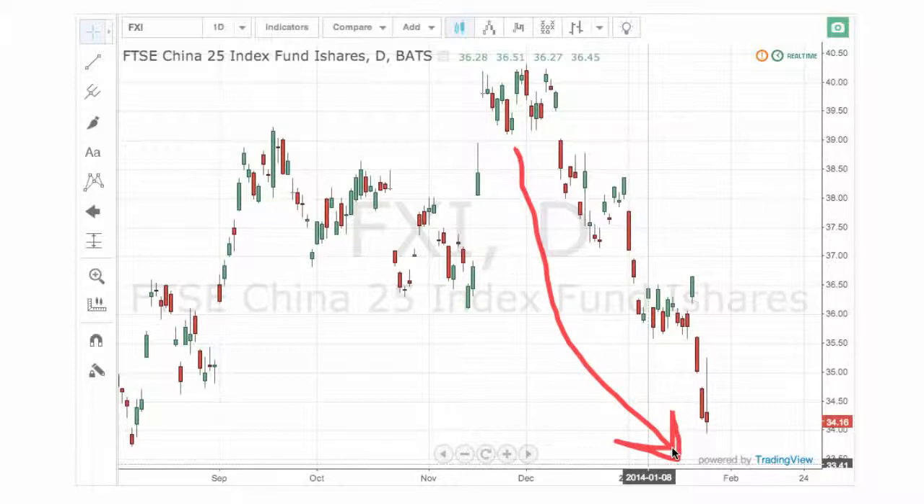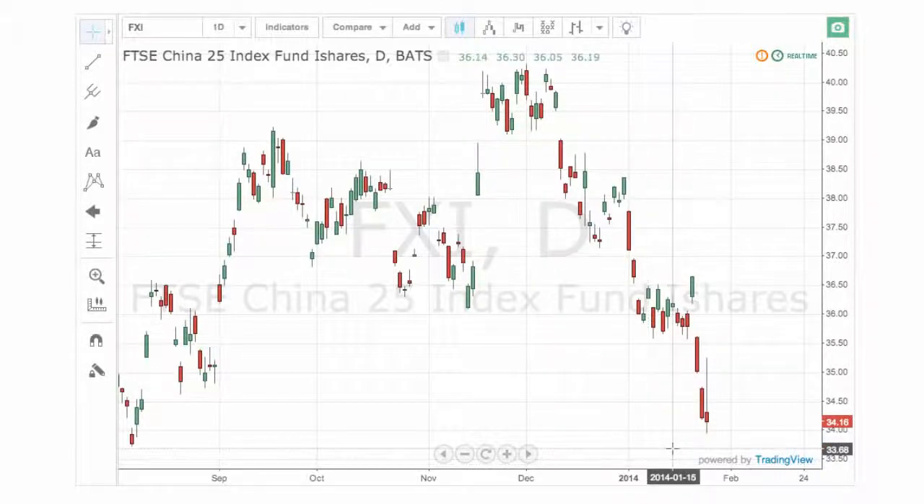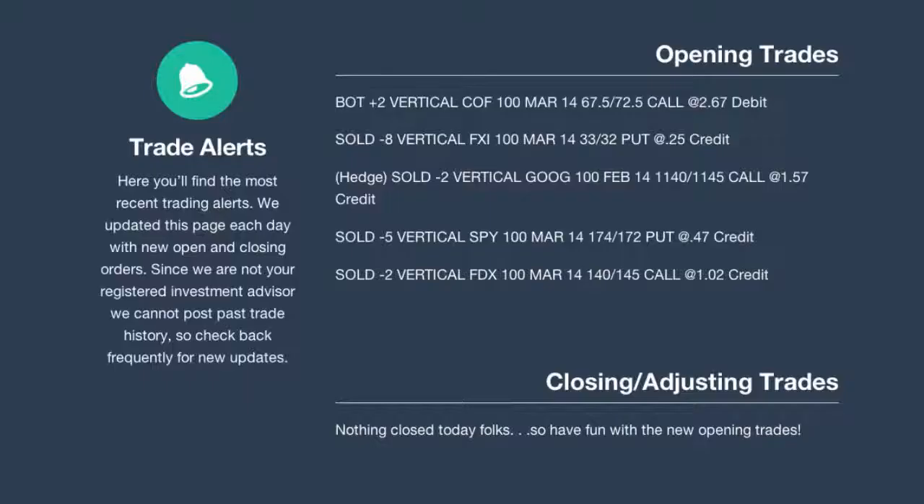Again, with implied volatility this high, you can trade either direction, but you just have to make a little bit more of a directional assumption. All right, I'm going to skip over Google for a second and come back to it.